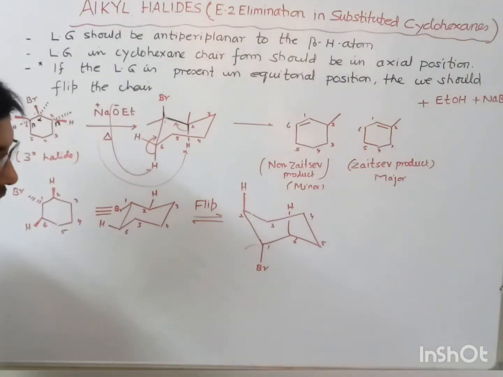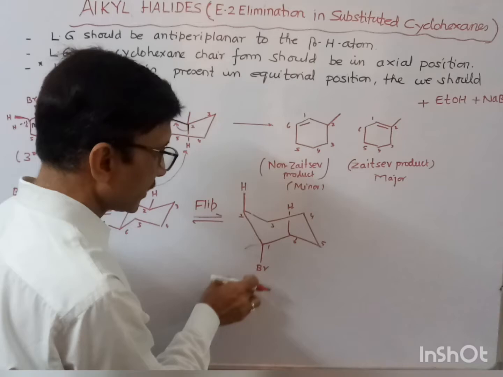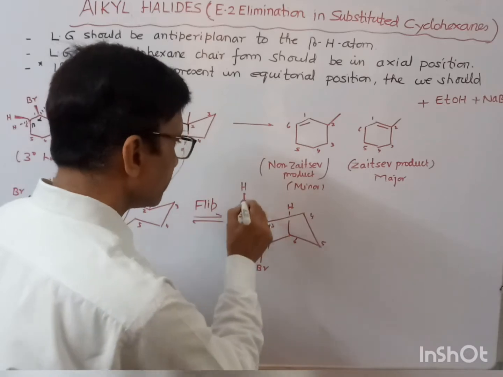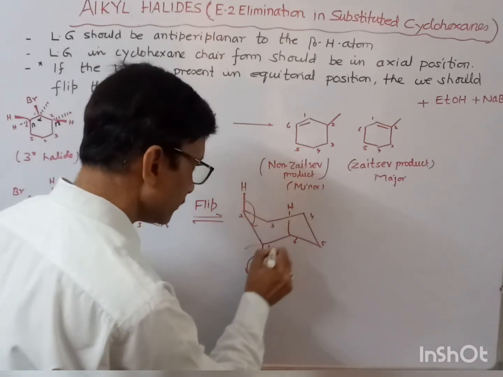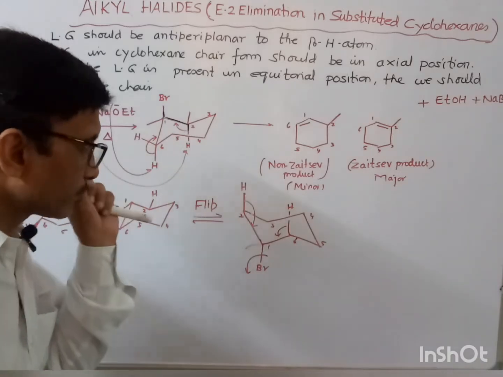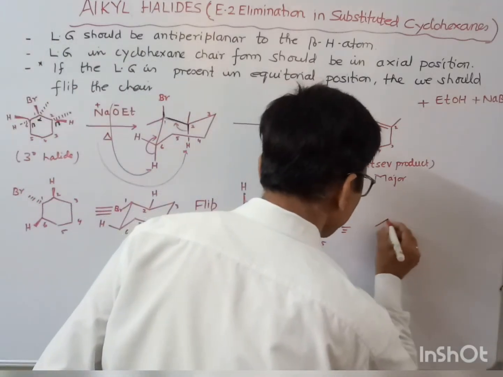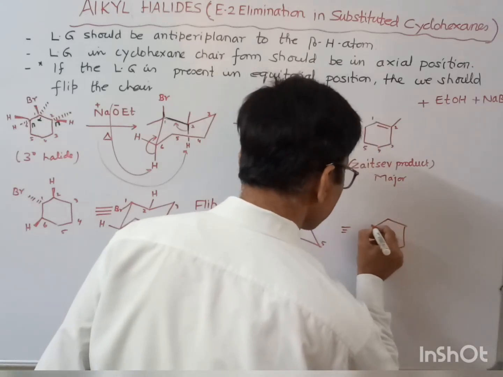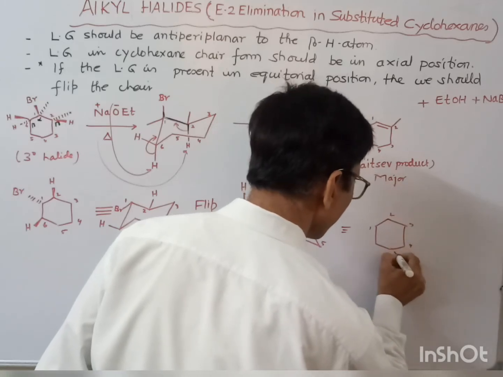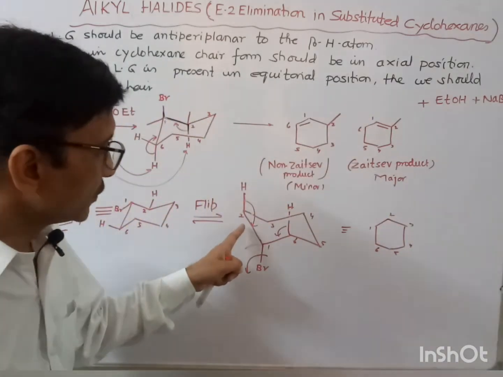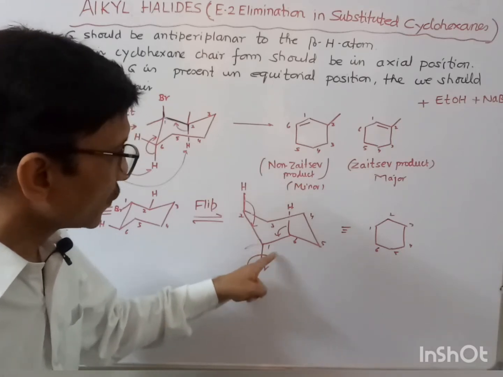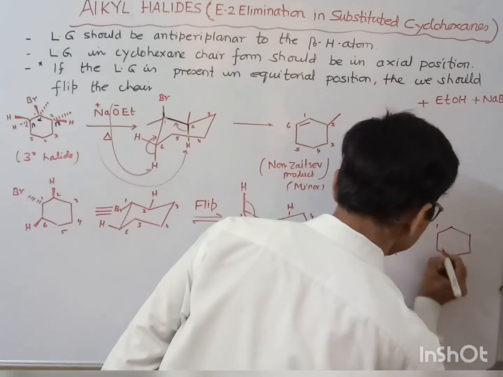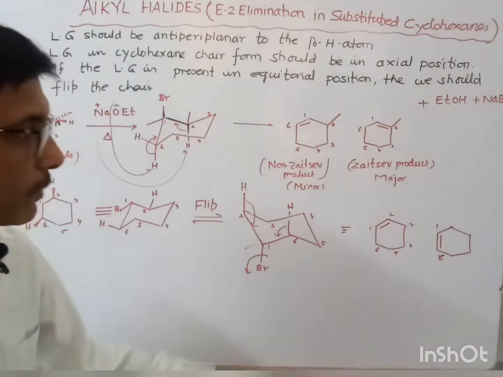Now you can see the bromine and this hydrogen are now in an anti-periplanar fashion. So here the removal may be possible. What product can be formed? Suppose this is the bromine, and this is the first carbon, second, third, fourth, fifth and sixth. The double bond may be formed between first and second, or first and sixth. This is one of the products, or we may write the other product, between first and sixth. But both are the same thing.